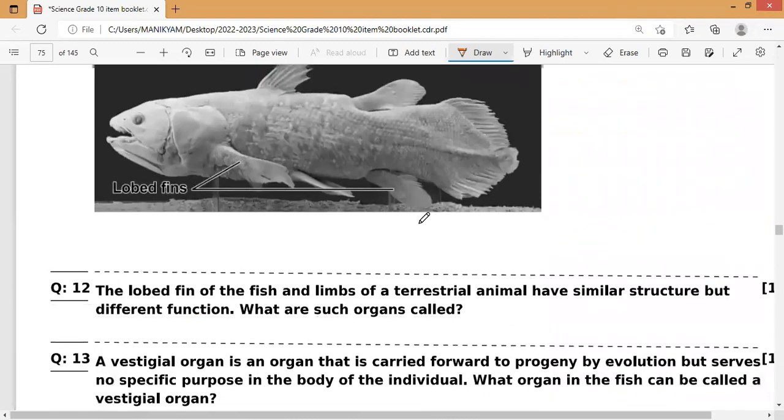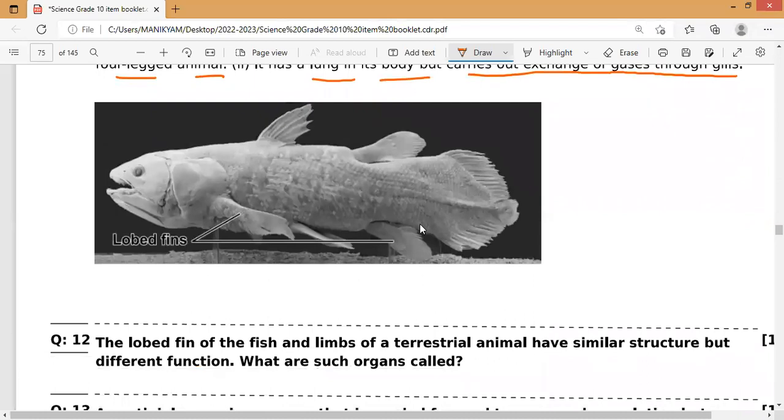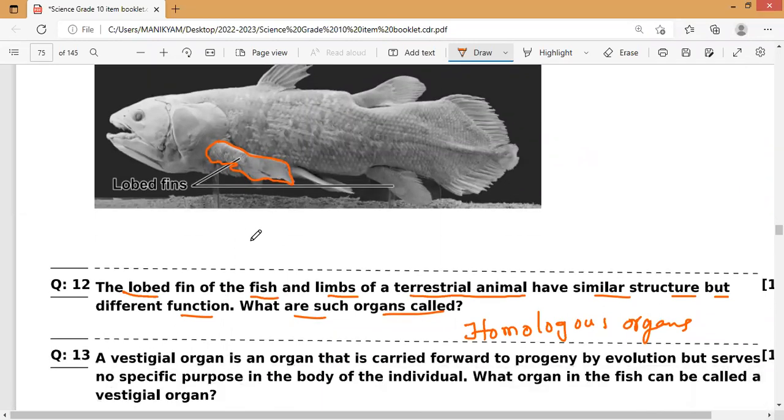So now the first question: the lobed fin of the fish and the limbs of terrestrial animals have similar structure but different function. What are such organs called? Everybody? Homologous organs. You can see they are mentioning here the lobed fins, having a similar structure but different function. That is what you have to remember.